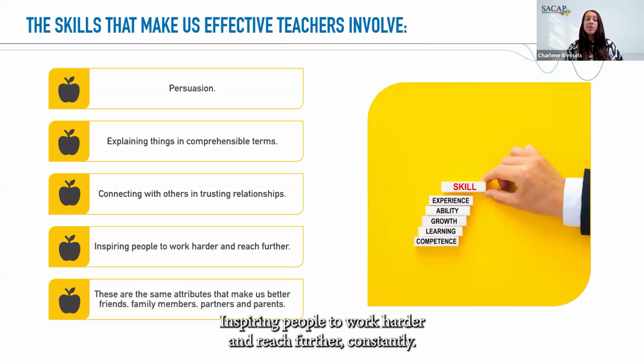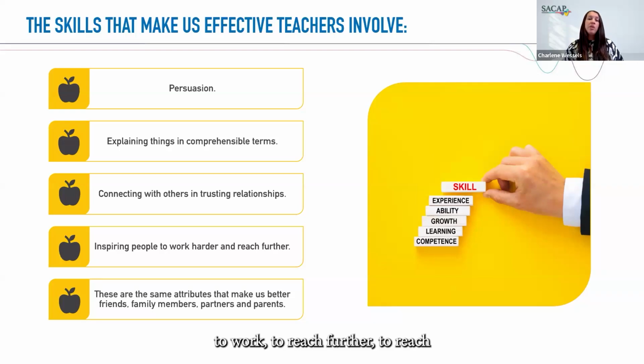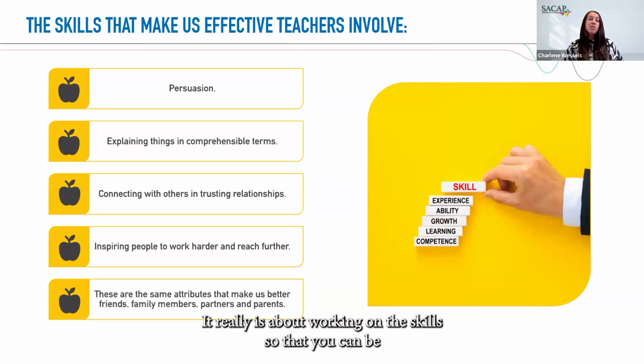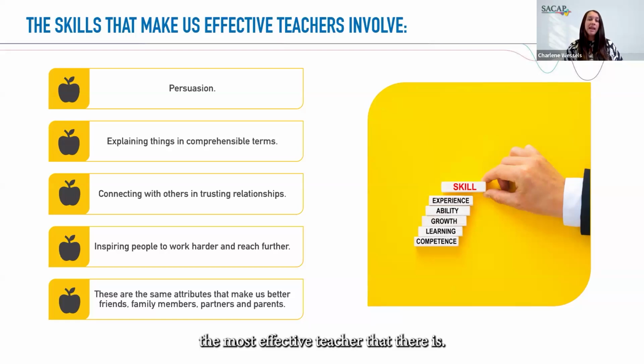Inspiring people to work harder and reach further. Constantly, you will be the one that is aspiring and inspiring children to work, to reach further, to reach beyond what they can. And this is what makes us better. All of these attributes make us better friends, family members, partners, and parents. So this is really important to remember. It really is about working on the skill so that you can be the most effective teacher that there is.